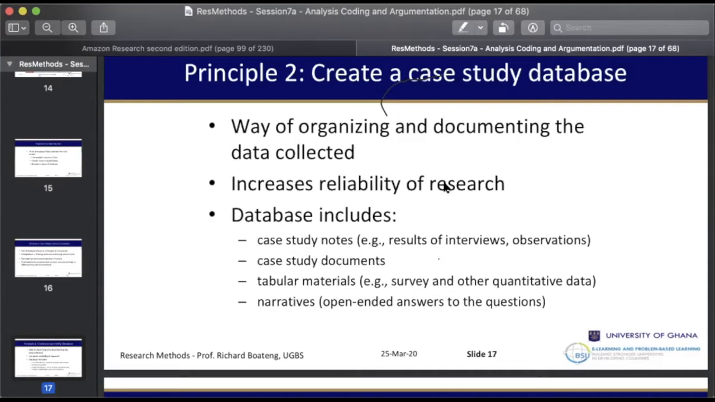Now, this is important because it increases your reliability. Reliability talks about the ability to replicate the study. So if you don't provide enough information, it's very difficult for somebody to be able to replicate the study.